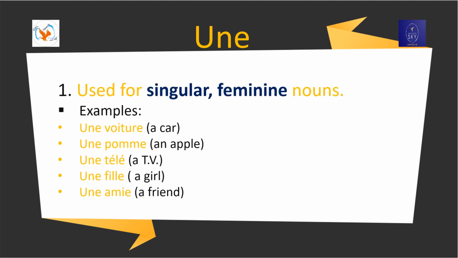Moving on to the feminine singular indefinite article une. This is used for singular feminine nouns. For instance, une voiture, une pomme, une télé, une fille, and une amie.